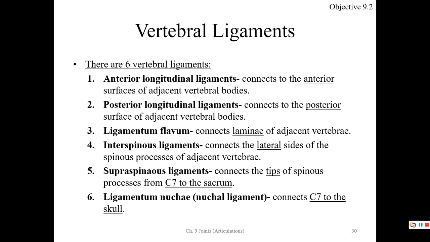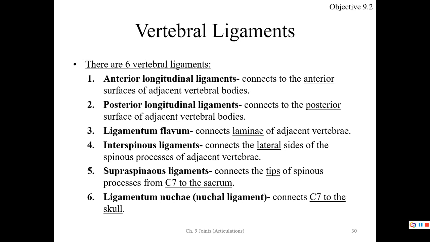Now, the posterior longitudinal ligament is kind of thinner. So a lot of times if you have very bad posture and you sit hunched over a lot, you're going to be putting a lot of force on that posterior longitudinal ligament, and it's not as thick and strong to handle that. Now, we're also going to see ligamentum flavum, and they're going to connect the lamina of the different vertebrae.